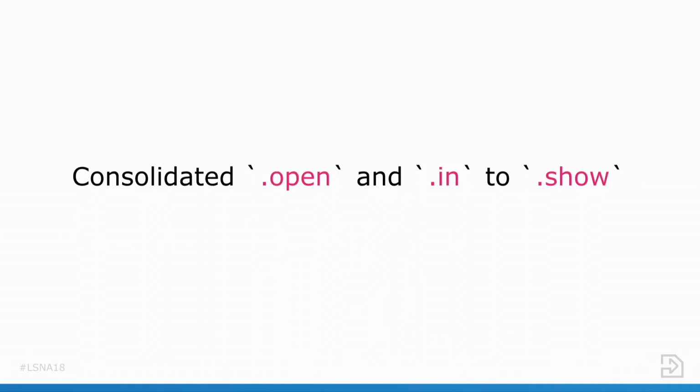They also used open and in. They've consolidated that to the show class. So the open class was used in drop-downs, tooltips, popovers to hide and show hidden content. And the in class was used on the collapse plugin. So in accordions and the mobile navigation, they would add the in class to make it display. So now that's all show.